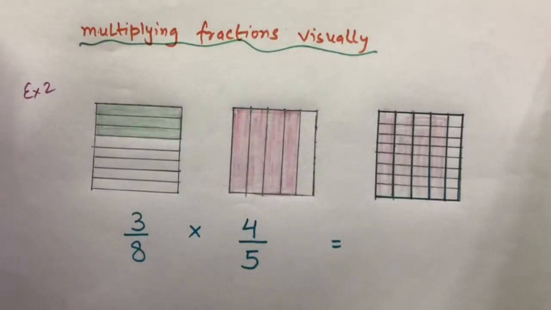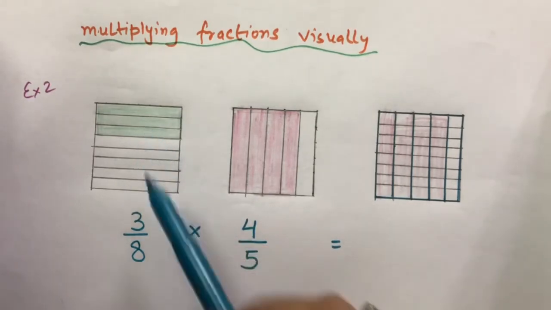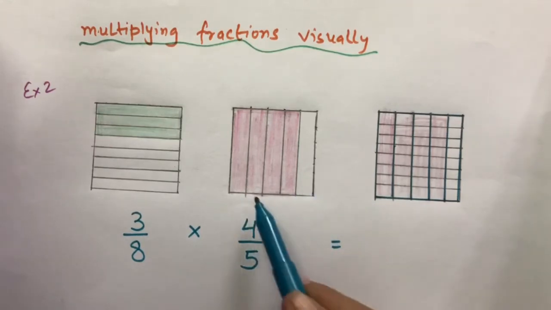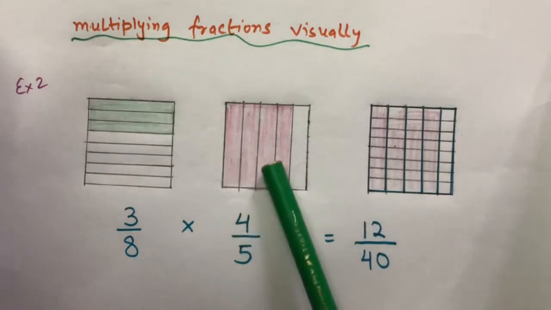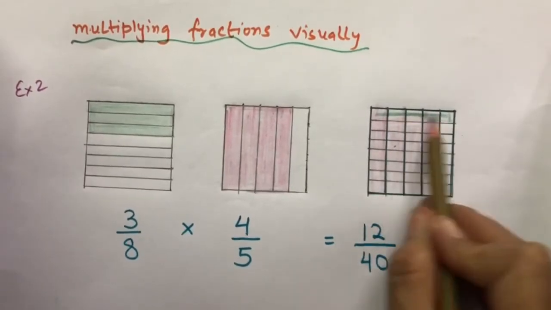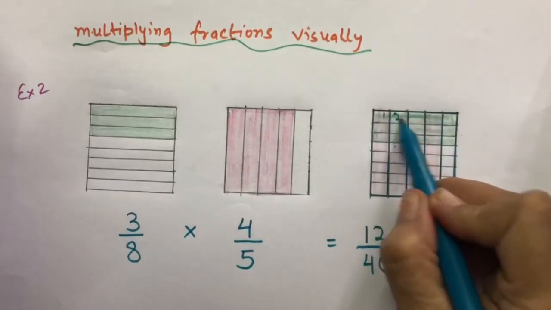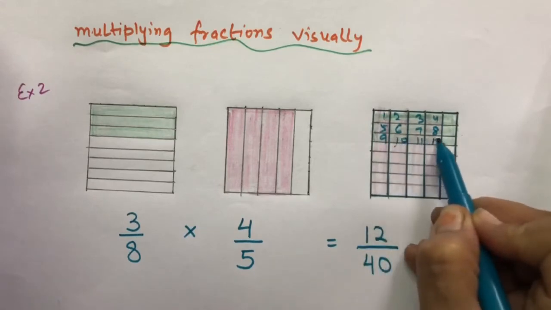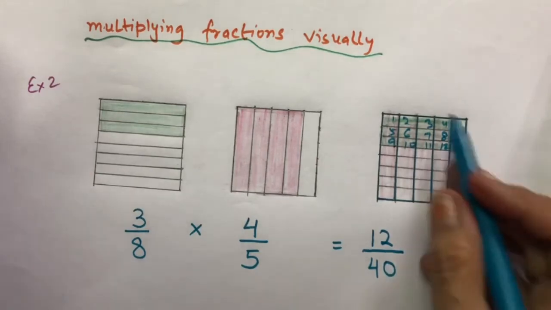I will show this one visually again. I have divided this into 8 equal parts, out of which 3 are shaded, and here it is divided into 5 equal parts and 4 are shaded, and I have shaded already these parts. So there were 3 of these. 1, 2, 3, 4, 5, 6, 7, 8, 9, 10, 11, 12. These 12 are the numerator and out of 40.